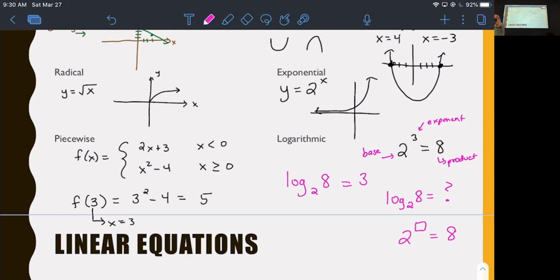Cool? So those are the different types of functions that can show up on the ACT.